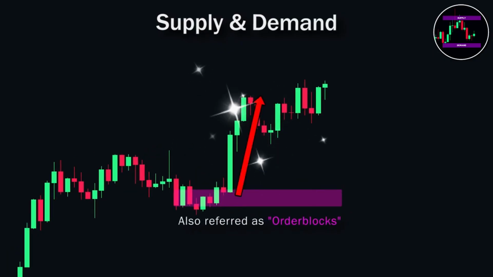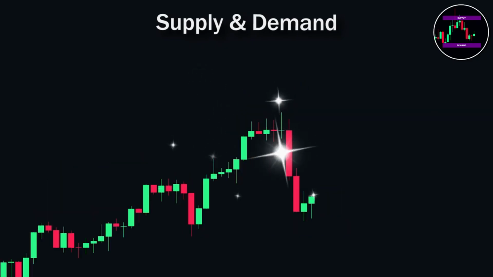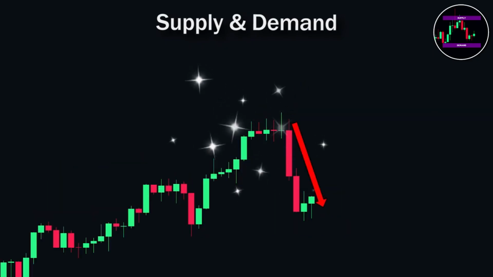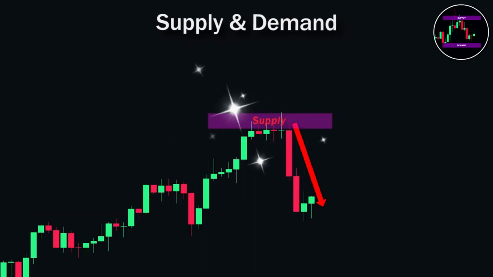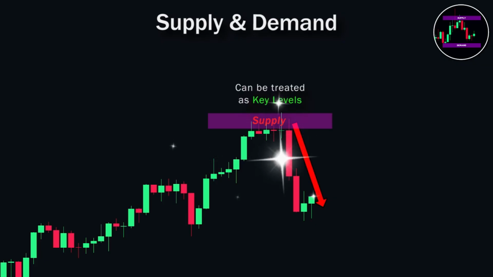If price moves significantly upwards from a level, it is considered a demand zone. And if price moves significantly downwards from a level, it is considered a supply zone. Just like support and resistance, these zones can be treated as key levels for potential entry positions.